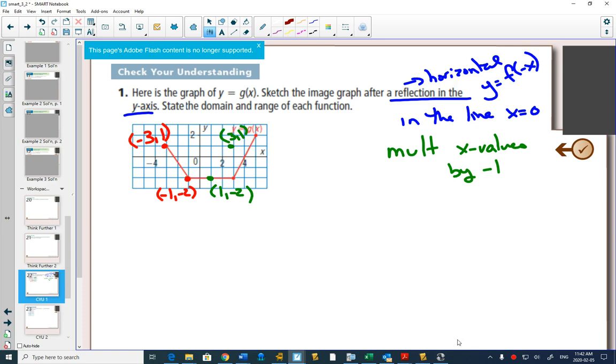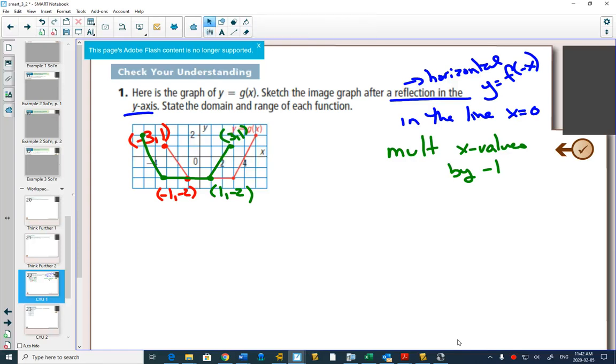And if you did this to each of these points, here we have 3, -2, so we're going to have -3, -2. Here we have 5, 2, so now we're going to have -5, 2. Connect your dots, and you've got a graph of the reflection.